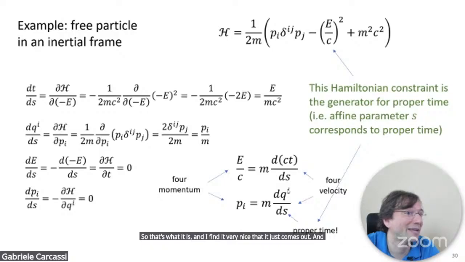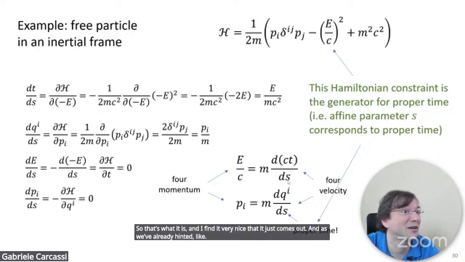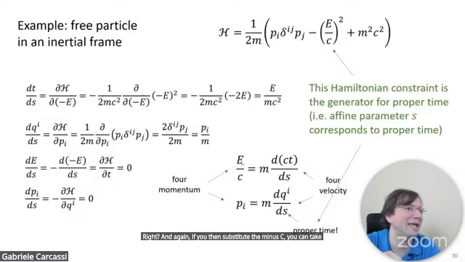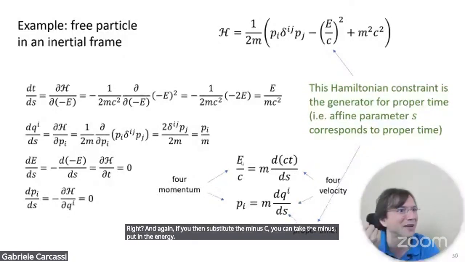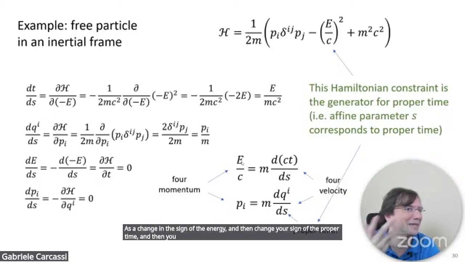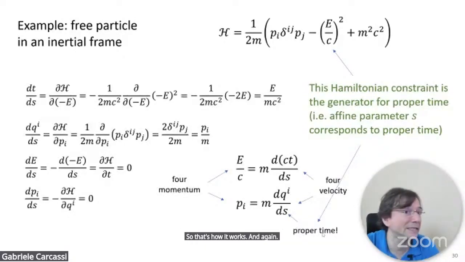And as we already hinted, this s is going to be proper time for the particle, and it's going to be minus proper time for the antiparticles. Right, and again, if you substitute the minus c, you can take the minus, put it in the energy, change the sign of the energy, and then change the sign of the proper time, and then you make the particle-antiparticle duality. So that's how it works. And again, it works very simply.